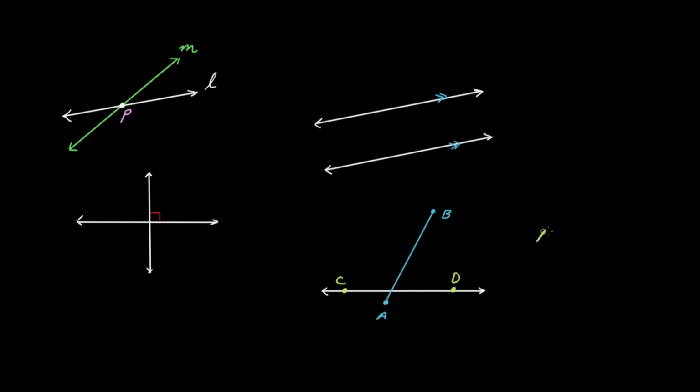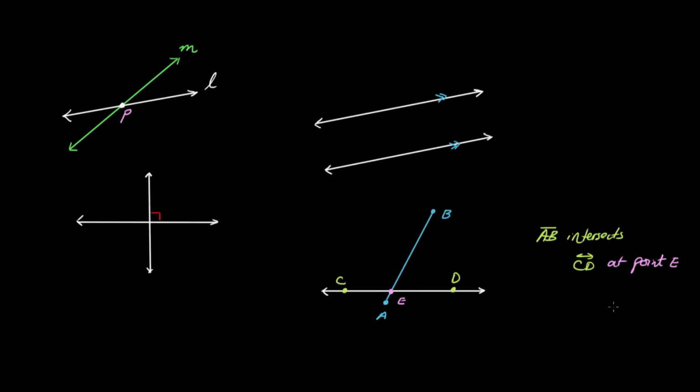So segment AB intersects. Okay, so it intersects line CD. See how we denote line CD. And let's say it intersects here at this point, at point E. So when two lines intersect, they intersect at a point.